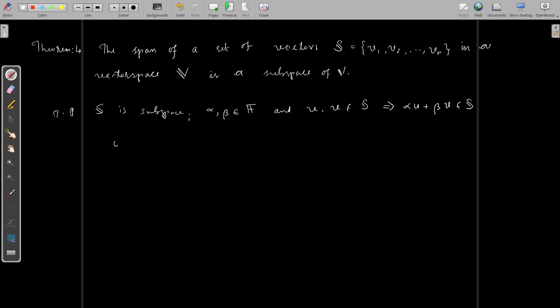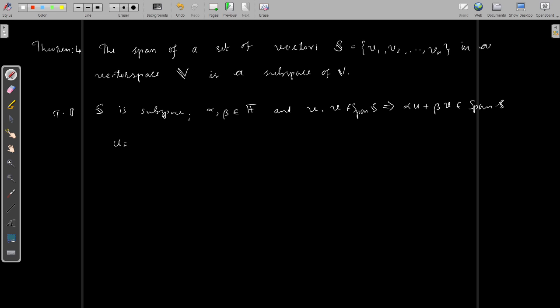So we start with u. Since u is an element of span of S, we write span of S rather than S. We need to prove that the span of S is a subspace, so we write span S. So u and v are elements of span of S. This is the definition.